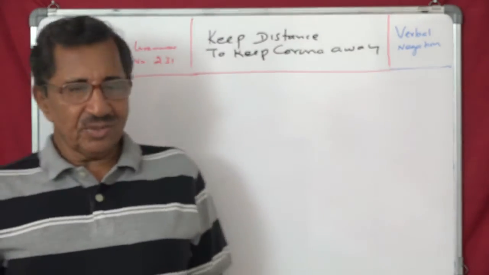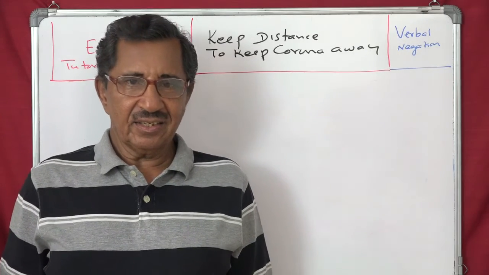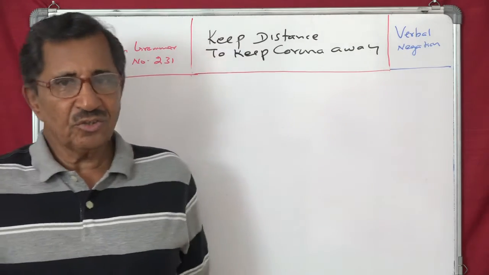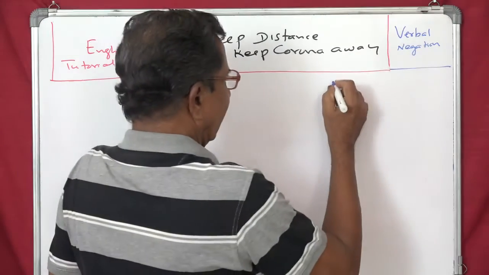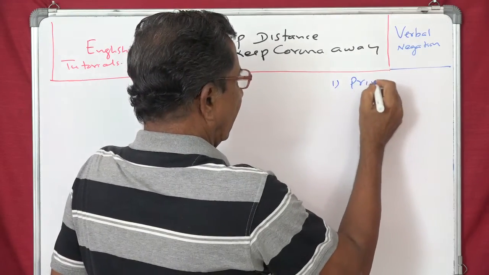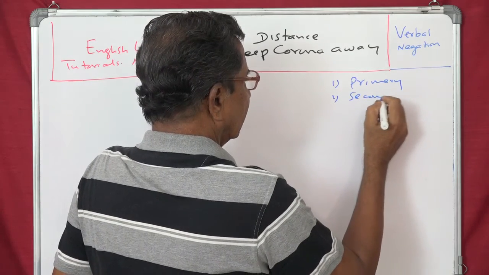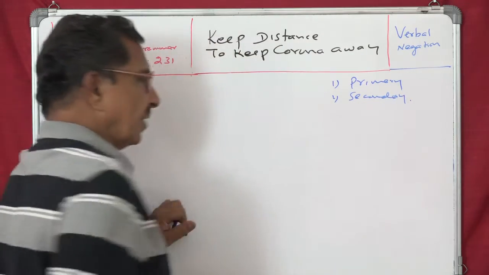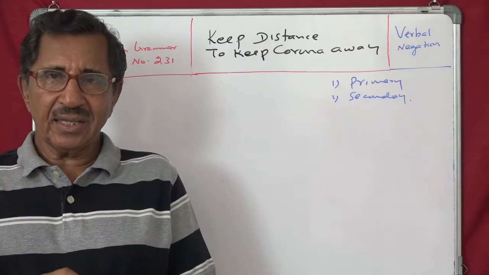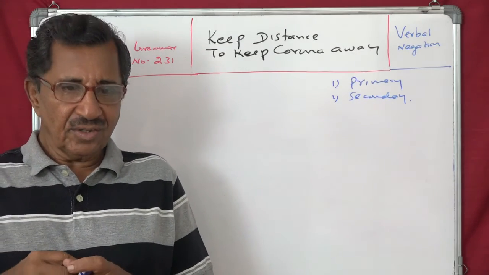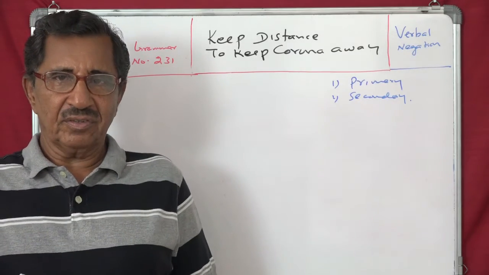In the last class we saw verbal and non-verbal negation. Verbal has two forms: one is primary verbal, and the other is secondary verbal. Today we will consider primary. Primary negation has different forms, and today we will consider four forms.